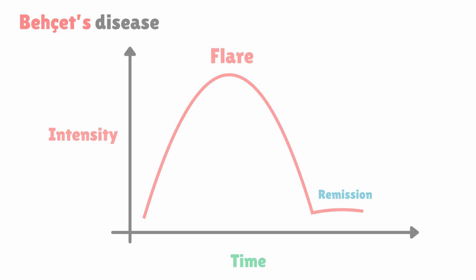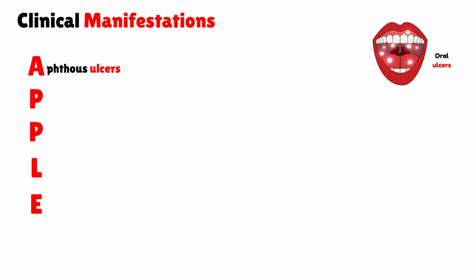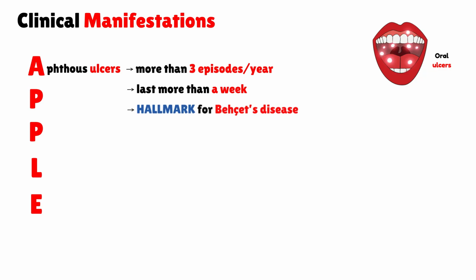Now, let's focus on the clinical aspects of Behcet's disease. The clinical features can be easily remembered with the everyday word apple. The first A is for aphthous ulcers, the painful, canker-like lesions inside the mouth. These recur multiple times a year, last more than a week, and are almost universal in Behcet's disease.